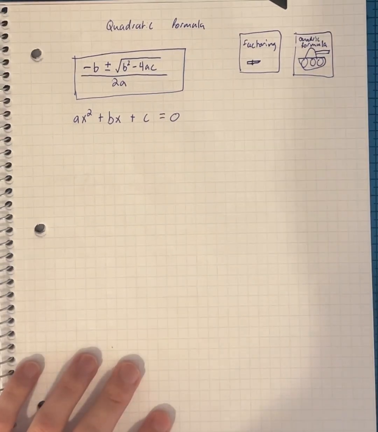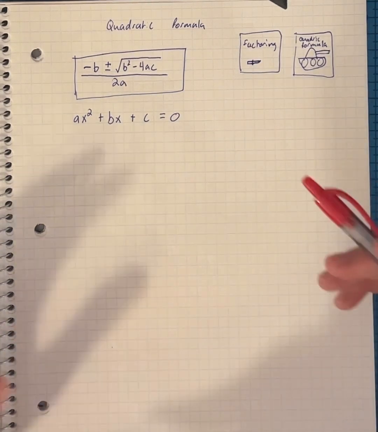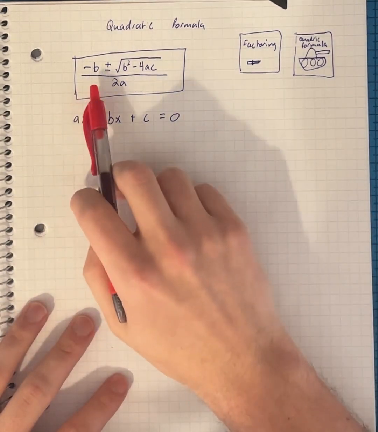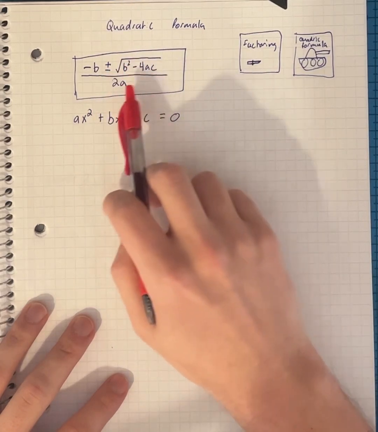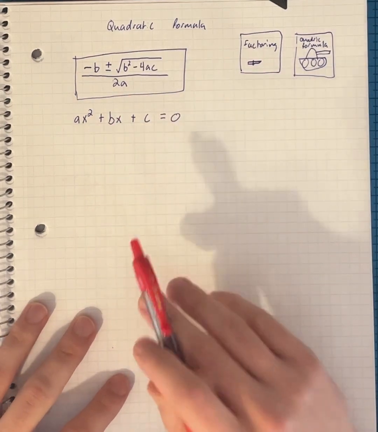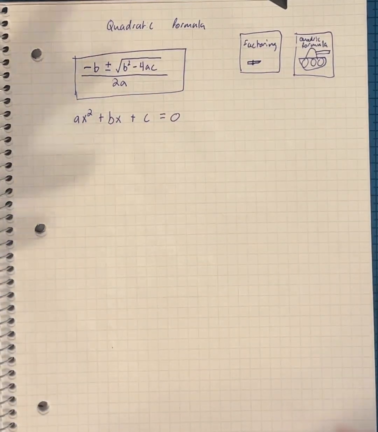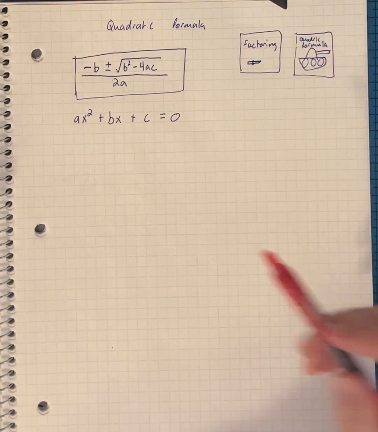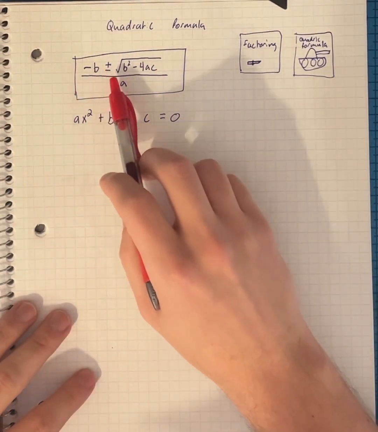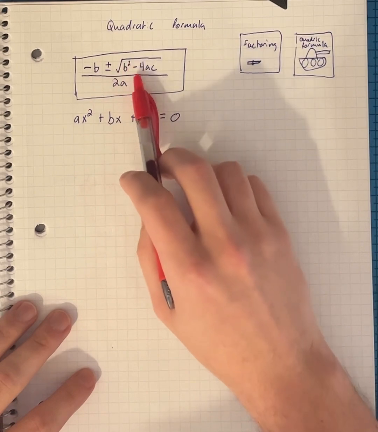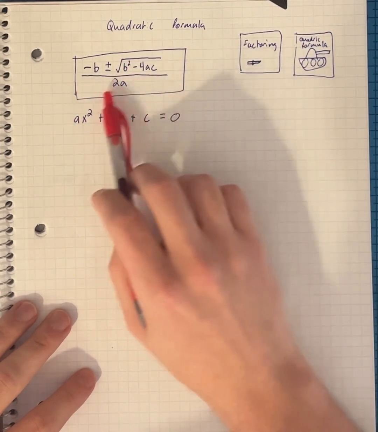So pop goes the weasel, right? So okay, the quadratic formula. Negative b plus or minus the square root of b squared minus 4ac all over 2a, all right? So, you get it, right? So let's do it again. Pop goes the weasel. Negative b plus or minus the square root of b squared minus 4ac all over 2a, right?